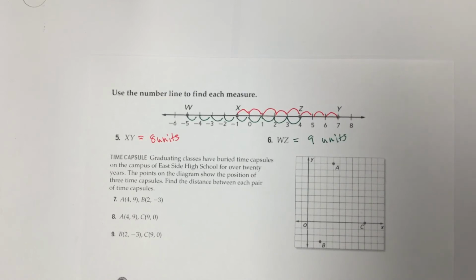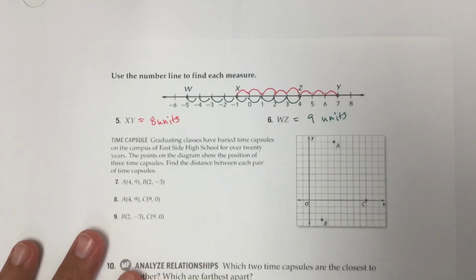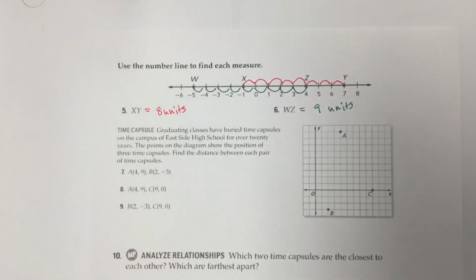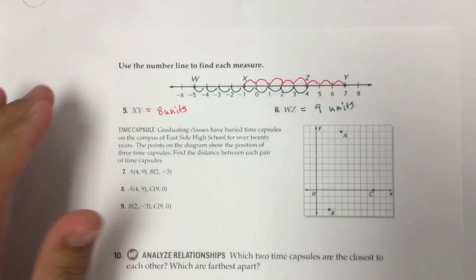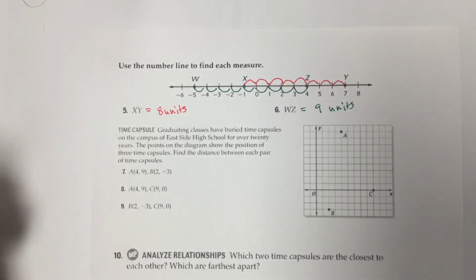All right, so now we're going to talk about this time capsule. Let's see if we can go over this. Okay, it says graduating classes have buried time capsules on the campus of East Side High School for over 20 years. The points on the diagram show the position of the 3 capsules. Find the distance between each pair of time capsules.